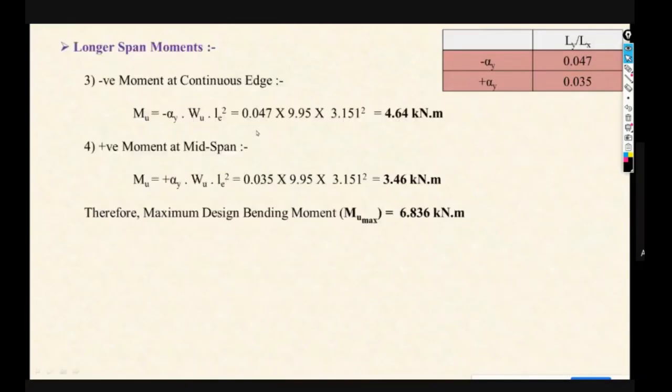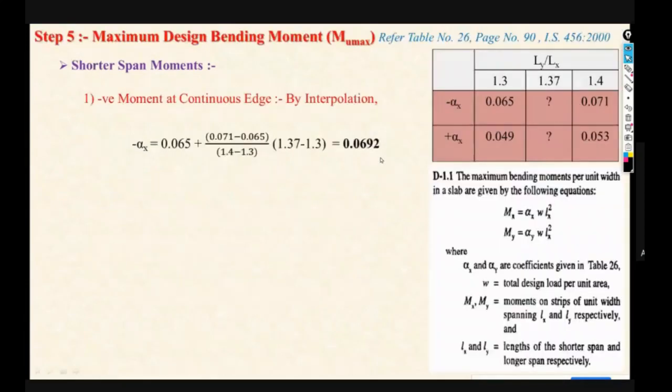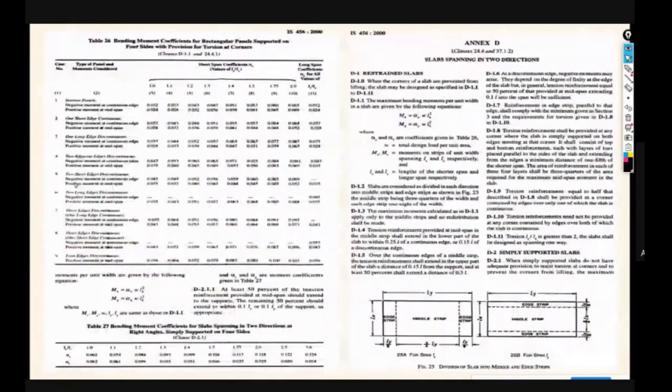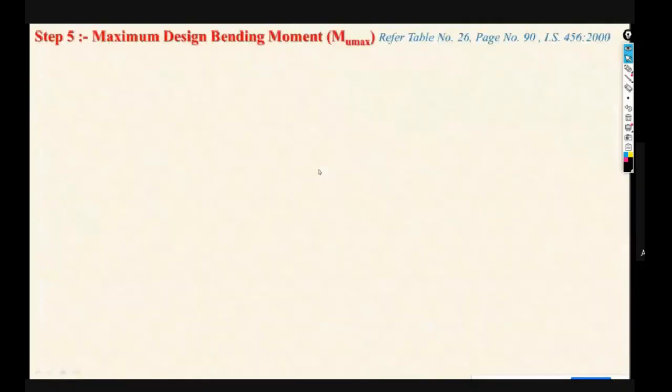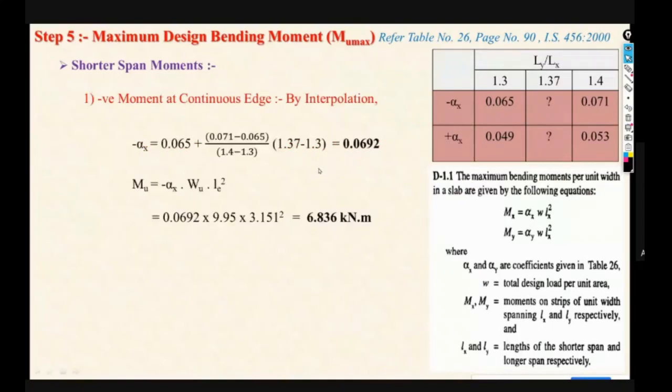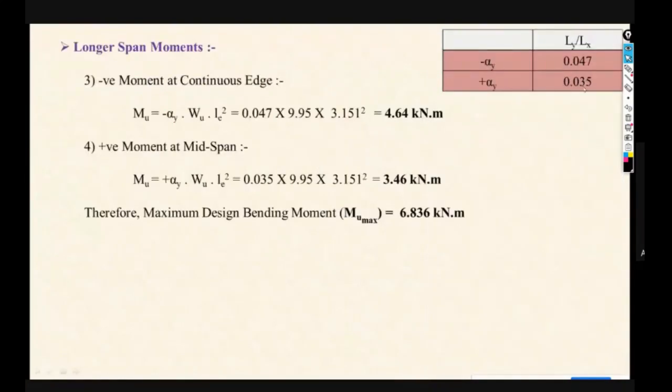Okay, similarly calculate for the longer span, negative and positive bending moment with their coefficients. And if you see in the table, for two adjacent edges, alpha y is directly 0.047 and 0.035. Okay, so again at continuous edge the moment is 4.62 and at mid span it is 3.46.